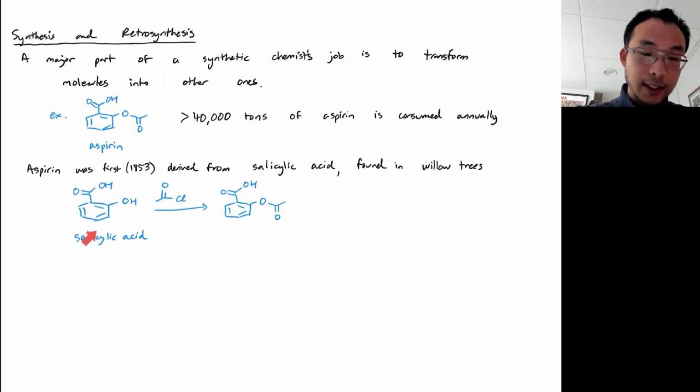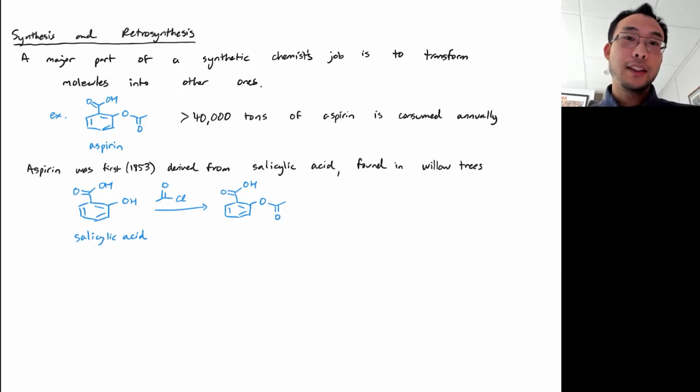We're starting with salicylic acid, reacting with an electrophile, getting us to aspirin. So then, of course, the question should be, well, do we harvest all of the salicylic acid from willow trees? And the answer is no. It's not very practical to try to harvest 40,000 tons of salicylic acid from willow trees every year. So then, how do we get there? Well, we have to make the salicylic acid.